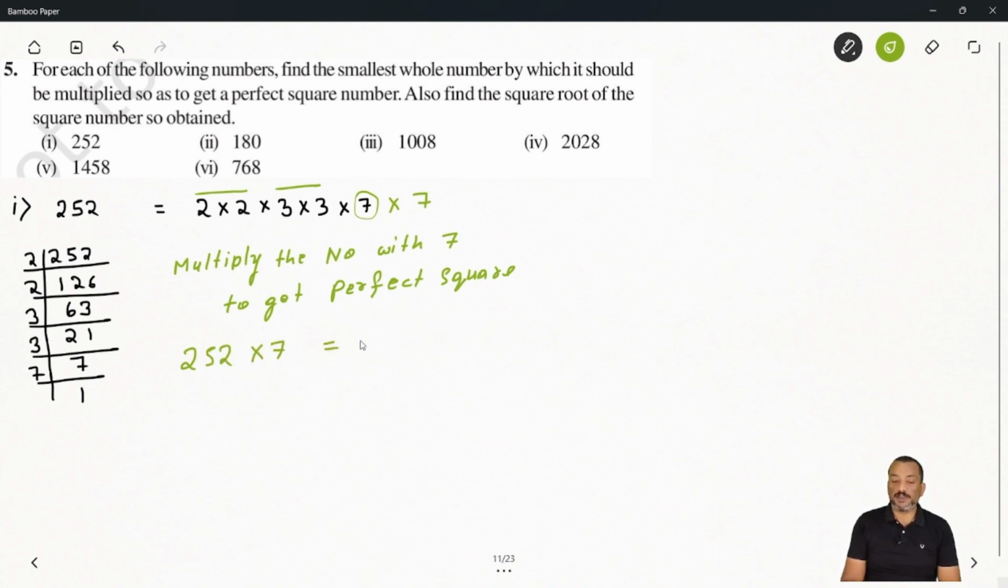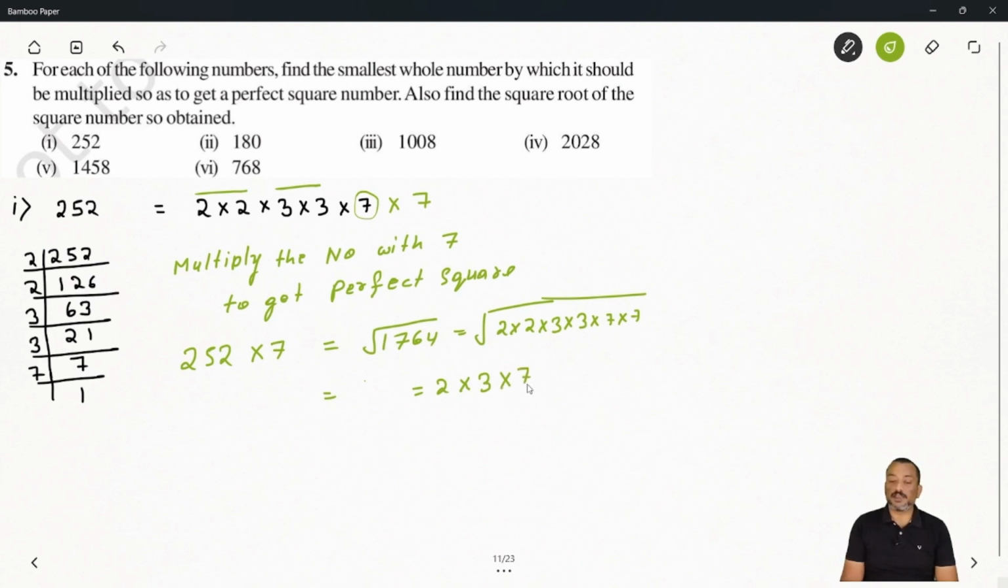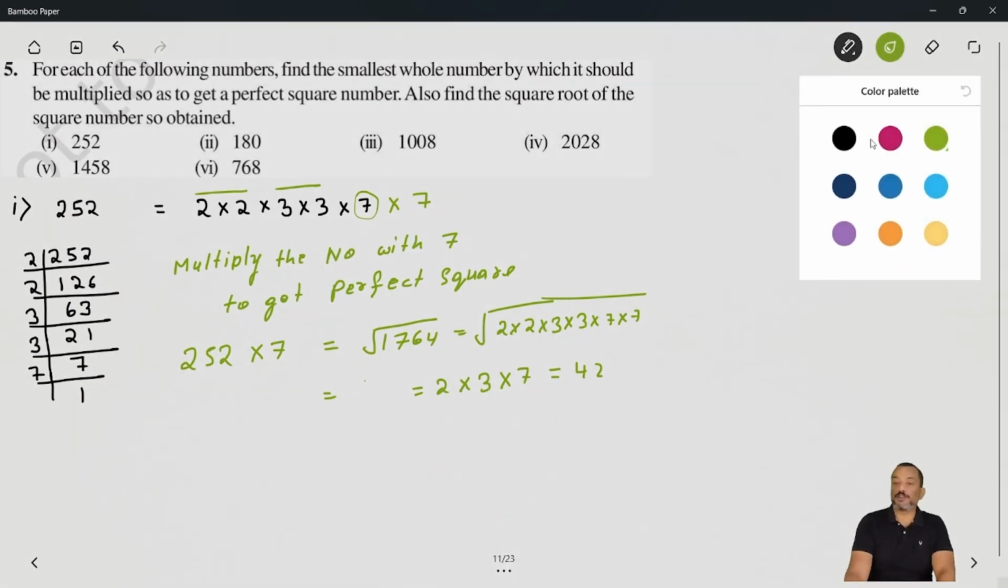So how much will you get here? 1764. And the factors, for the square root: 2 times 2, 3 times 3, and 7 times 7. So what numbers do you get outside? You get 2, 3 and 7, which means 2 times 3 is 6, and 6 times 7 is 42. So the square root of the number is 42. Hope it's clear.